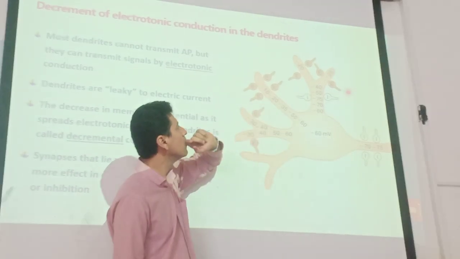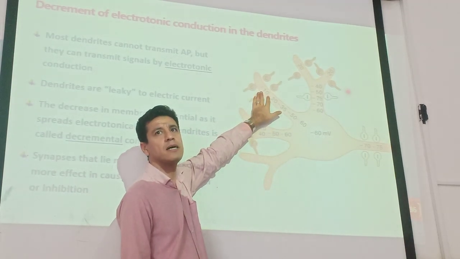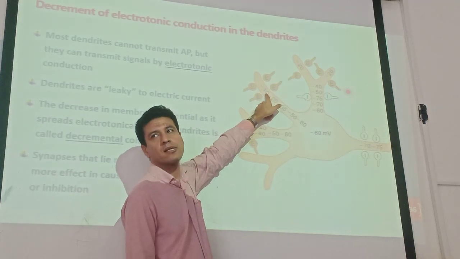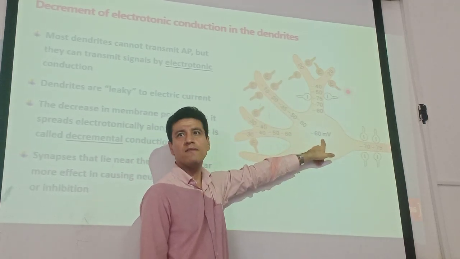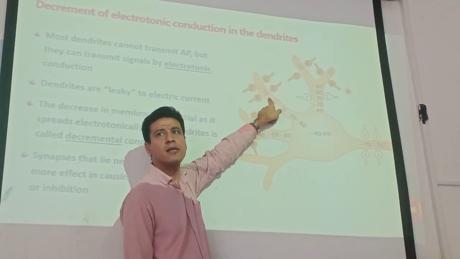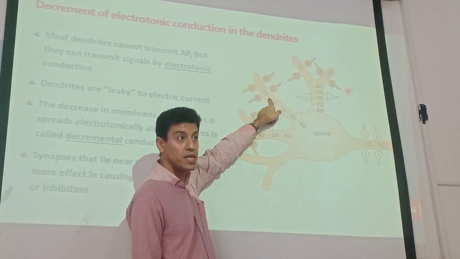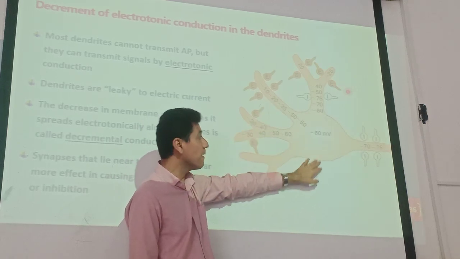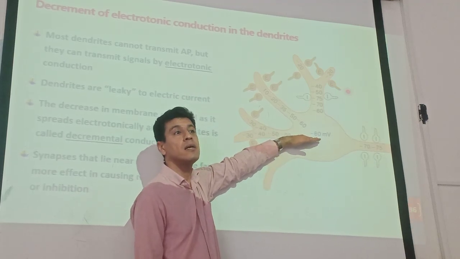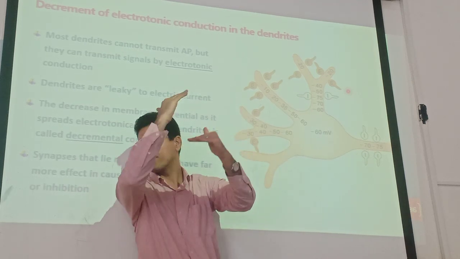Some presynaptic terminals release excitatory neurotransmitter here. They cause EPSP inside the cell. The cell was minus 60 millivolts, right? Now it's minus 10. So the size of the EPSP here is plus 50. It was minus 60, now it's minus 10. So there is a difference of 50 millivolts.